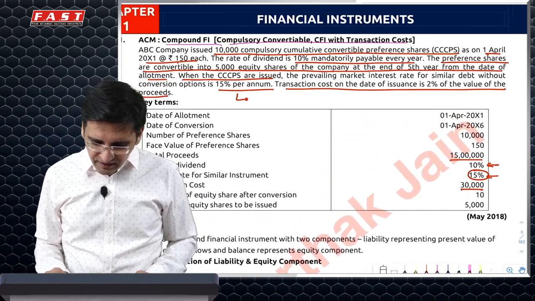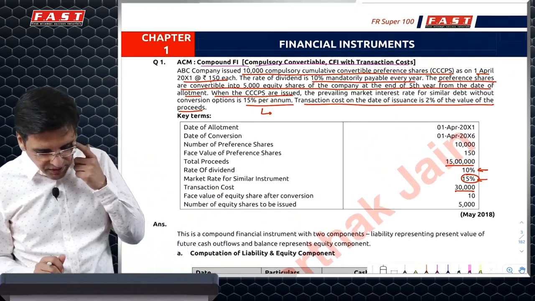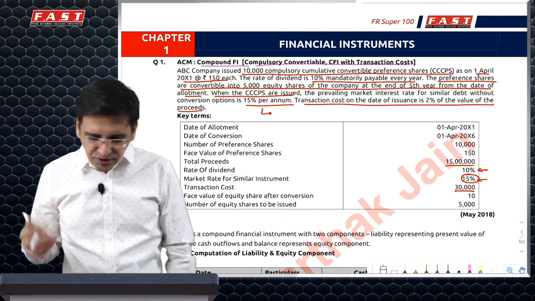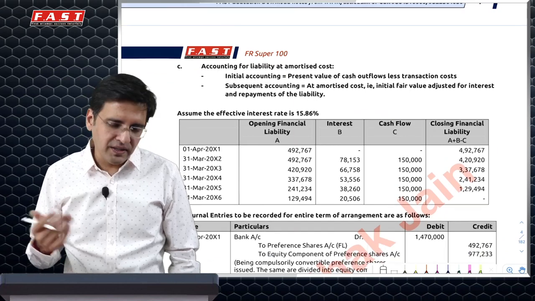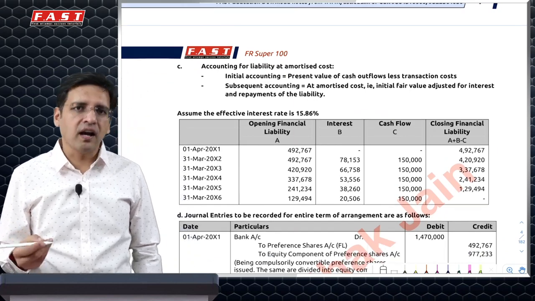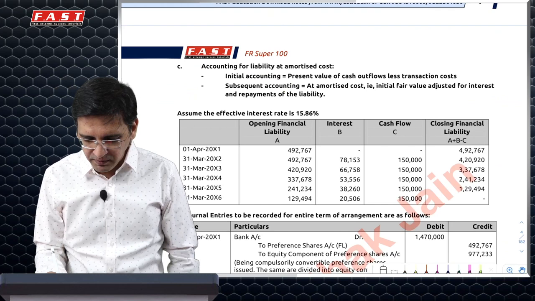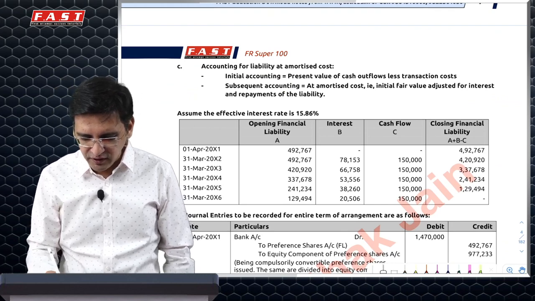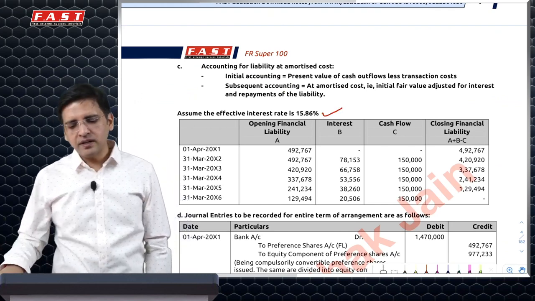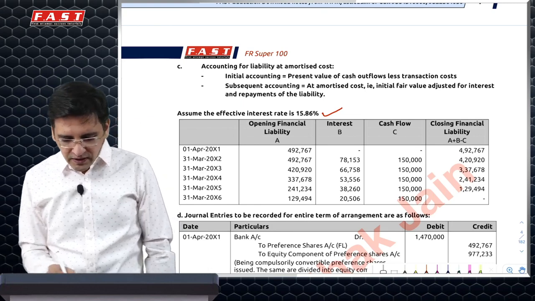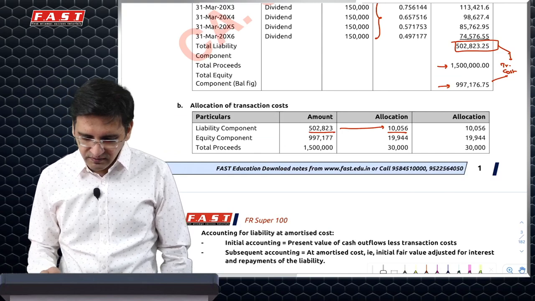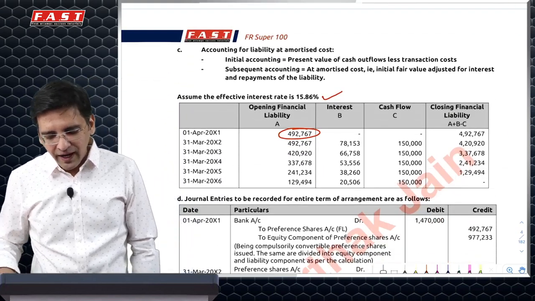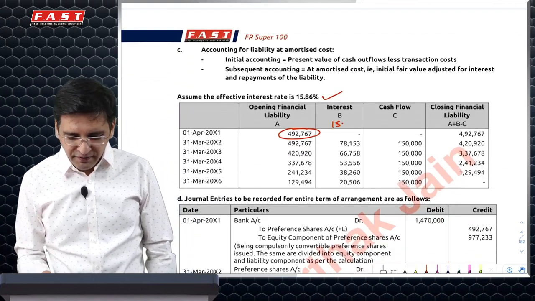And for this effective interest rate, usually in such questions, the institute and the question itself would give you the effective interest rate. So in this case, they have not given it, but there is a similar question which has been asked in either the RTP or MTP, where they have given this particular figure in the question itself. So 15.86% is the effective rate. Initial liability would be 492,767, which is 502 minus 10, which will come to 492. And then 15.86% is the effective interest rate.